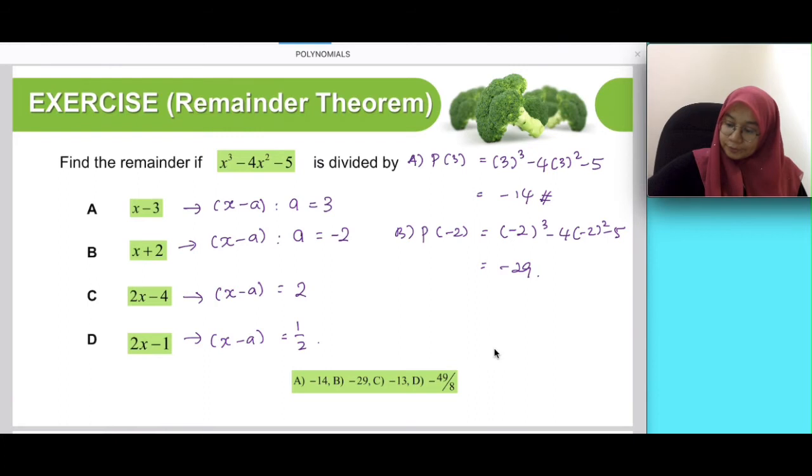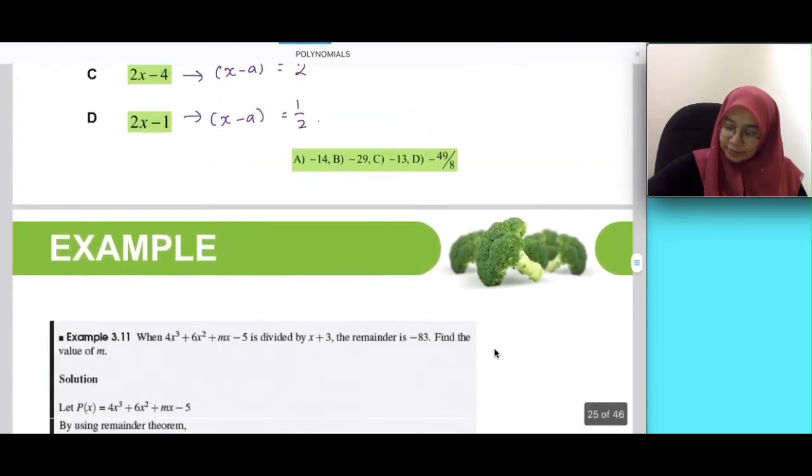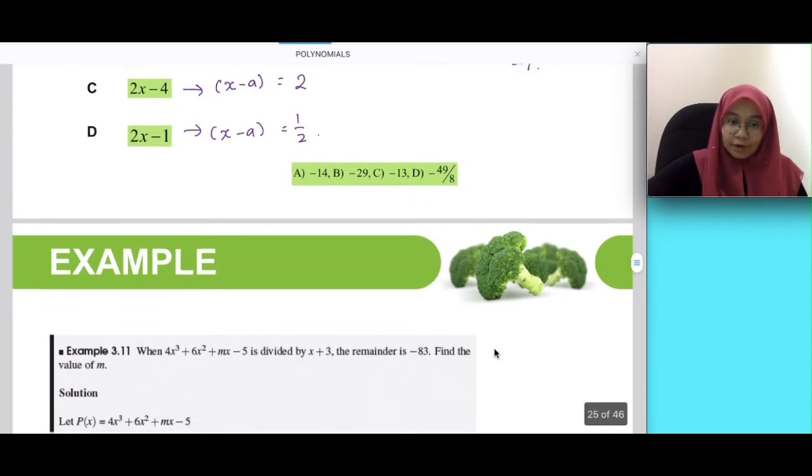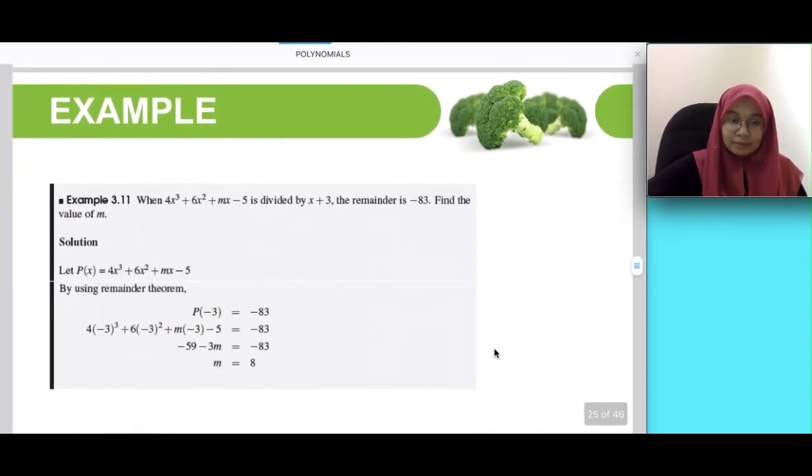Right? So, next. Okay, let's look at this example. When 4x cubed plus 6x squared plus mx minus 5 is divided by x plus 3, the remainder is negative 83. Find the value of m.